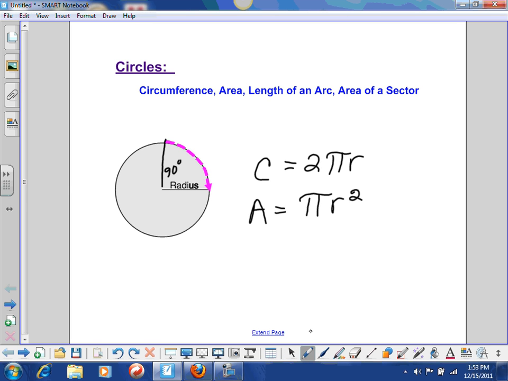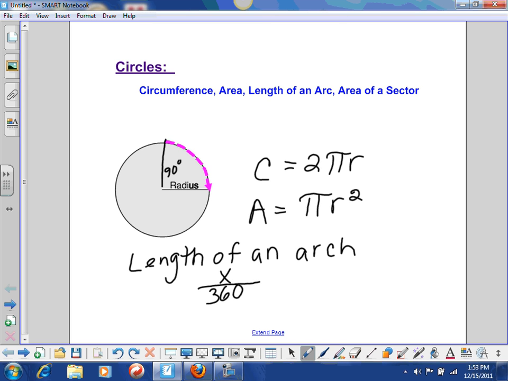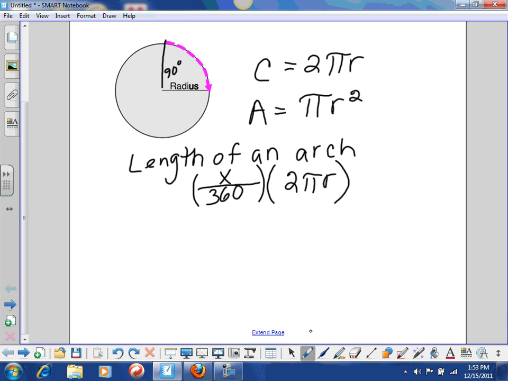And our formula for it: let's write length of an arc is going to be whatever the degree of that angle is over 360. Why? Because there's 360 degrees in the circle and you're taking part of it. Now, because we are talking about just the circumference, we're going to multiply that by our formula for circumference. Does that make it easy? So let's look at this.